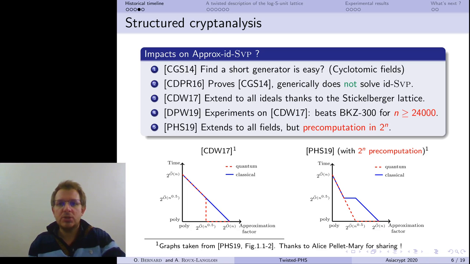So what is shown on the graph on the right is that if you are ready to pay the 2 to the n precomputation, then with a quantum computer, you can in polynomial time solve ideal SVP in any field for an approximation factor of 2 to the square root of n. So you should beat here Schnorr's hierarchy. And our work is mainly based on PHS 19.